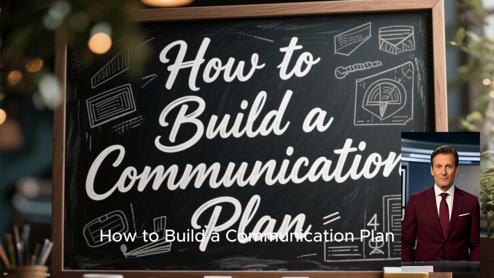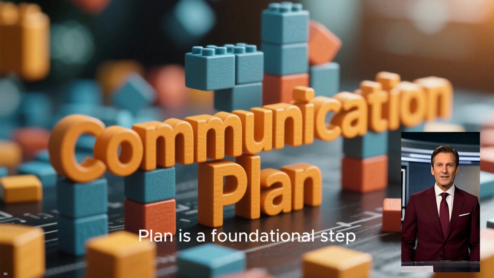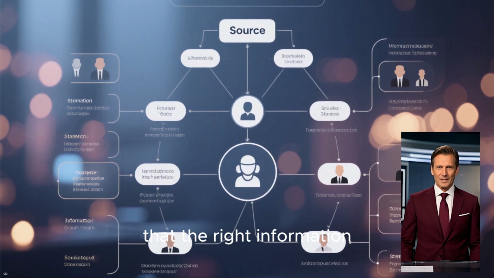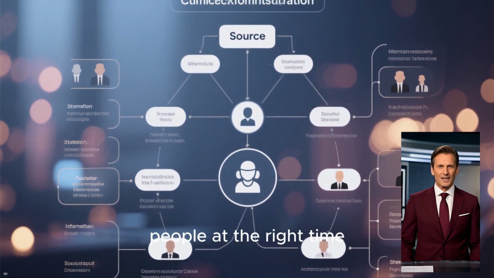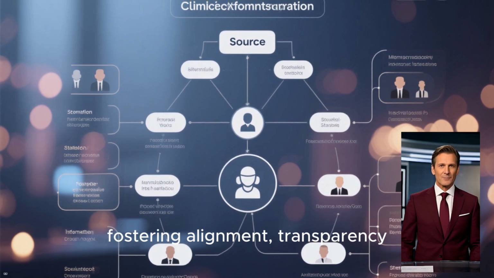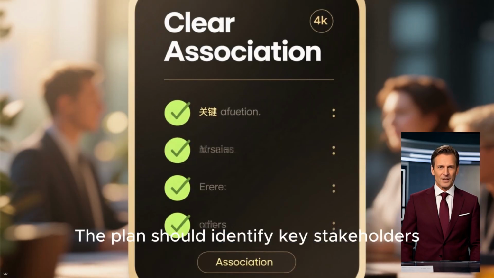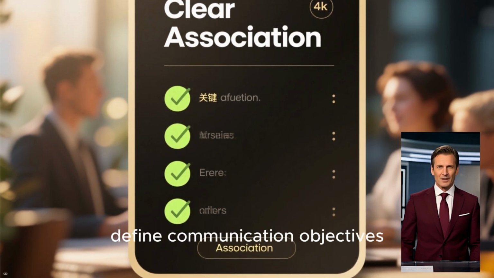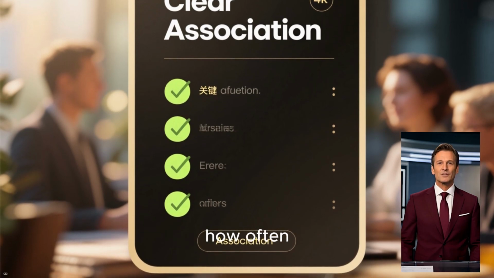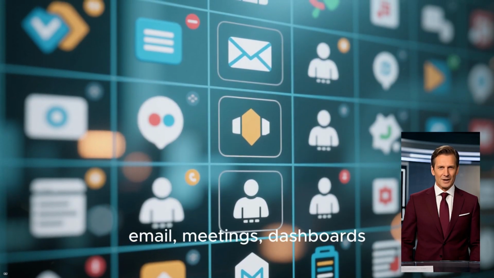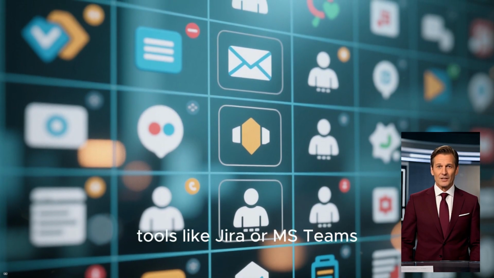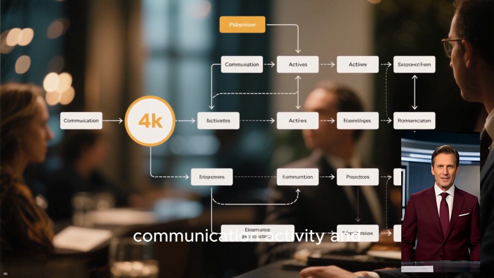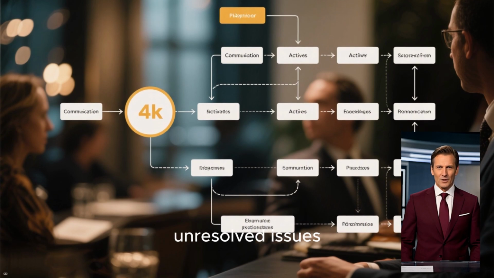How to build a communication plan. Building a communication plan is a foundational step. A well-crafted communication plan ensures that the right information reaches the right people at the right time, fostering alignment, transparency, and stakeholder engagement. The plan should identify key stakeholders, define communication objectives, specify what will be communicated, how often, and through which channels, for example, email, meetings, dashboards, tools like Jira or MS Teams. It should also assign ownership for each communication activity and outline escalation paths for unresolved issues.